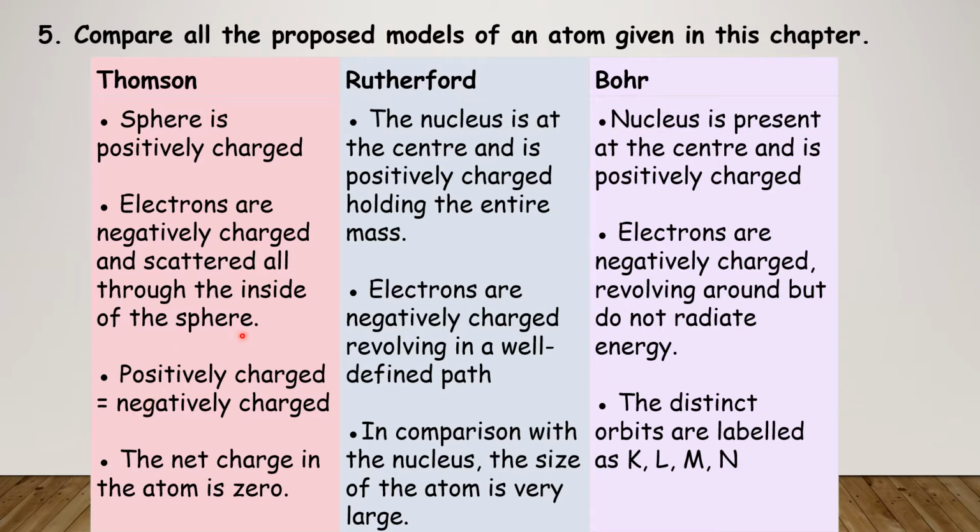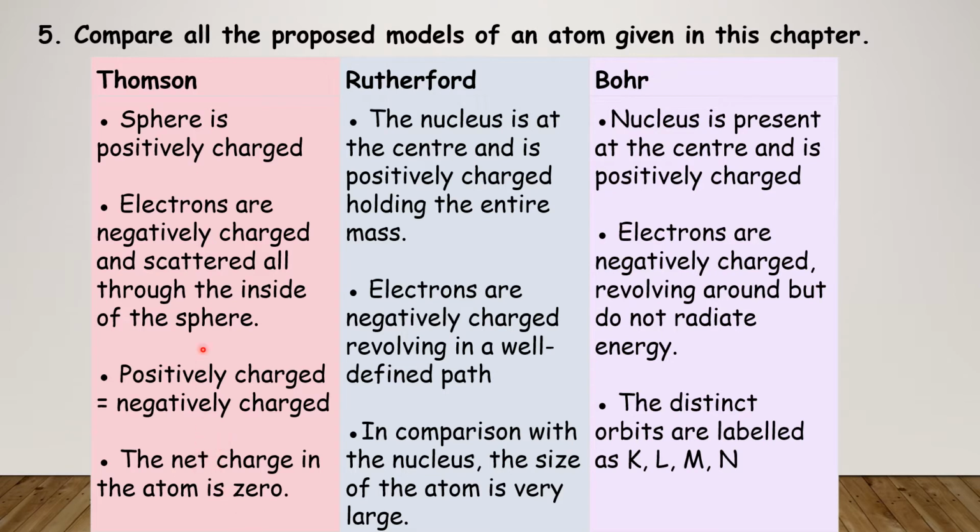Next point, Thomson's positively charged particles. The number of positively charged particles equals the number of negatively charged particles. Next point, Rutherford. In comparison with the nucleus, the size of the atom is very large. Next point, Bohr's model. The distinct orbits are labeled as K, L, M, N, etc.